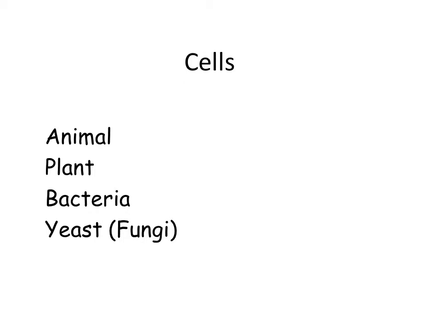In this video we're going to have a look at cell structure, and we're going to look at what you'll find in each type of cell: animal cells, plant cells, bacteria and yeast cells. Now really I should have put yeast cells with the animal and plant cells because they've got more in common with them than they do with bacteria, but however we'll press ahead.